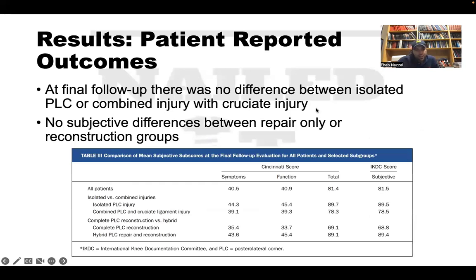And then these are just looking at patient-reported outcomes. So again, looking at the IKDC subjective scores and the Cincinnati scores. Essentially, they showed that at final follow-up, there was no difference between the isolated PLC or combined injury with a cruciate injury. And then, interestingly, they found that there were no subjective differences between the repair only or the reconstruction groups.